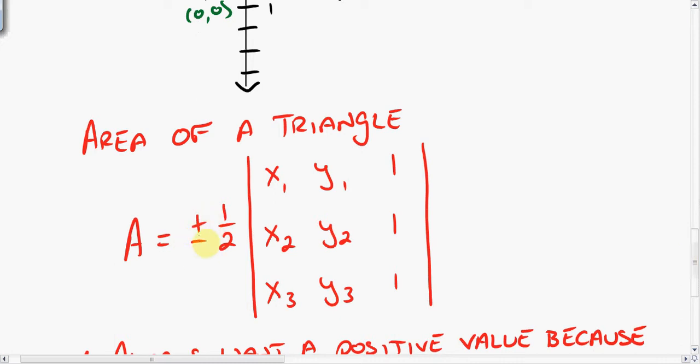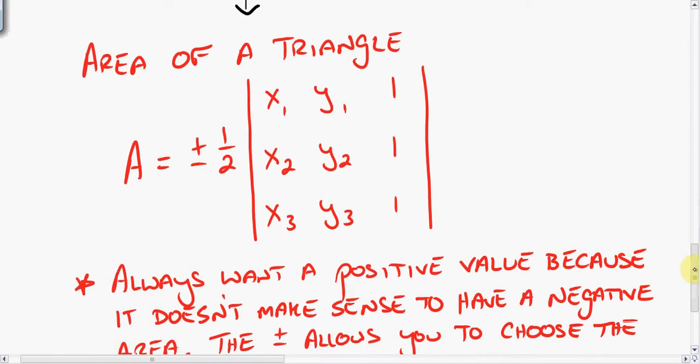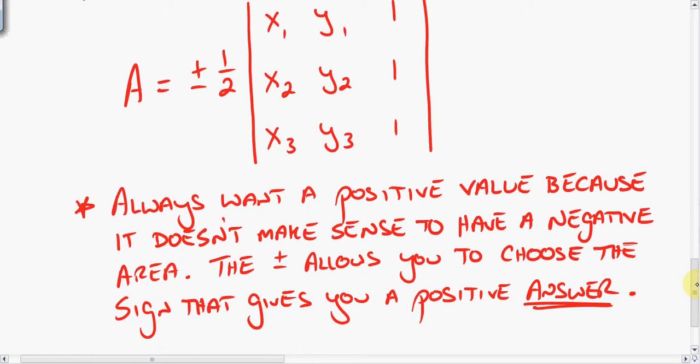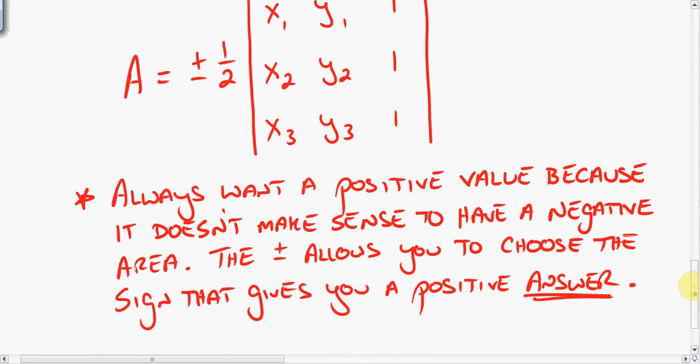So notice the plus or minus. When you find determinants, sometimes they can be positive, sometimes they can be negative, which is perfectly acceptable. But when we're dealing with the concept of area, it's really not a good idea to have a negative value, because it doesn't make sense to have a negative area. It's not possible. So we want to always make sure we have a positive value as our answer. We want our area to be positive. So the plus or minus in the formula allows you to choose the sign that gives you a positive answer.